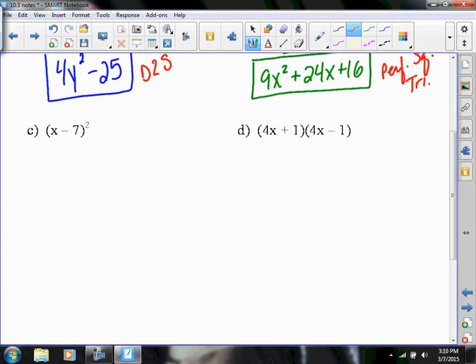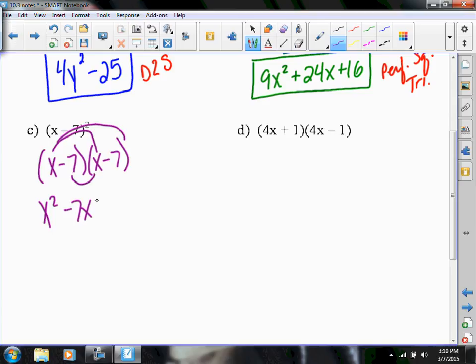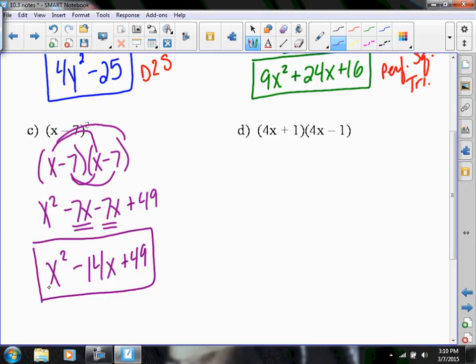And part C, this is going to be another perfect square. I have to rewrite it, x minus 7 times x minus 7, and then multiply. So x times x will be x squared. I have a minus 7x. And here I get another minus 7x. Negative 7 times negative 7 is a positive 49. So those middle terms will combine, and when I combine them, they double. So that's what tells me it's going to end up being that perfect square trinomial. Okay, so again, this is our perfect square trinomial.